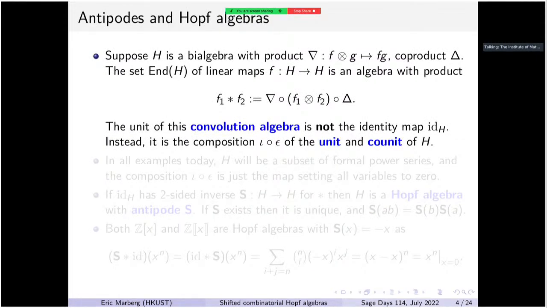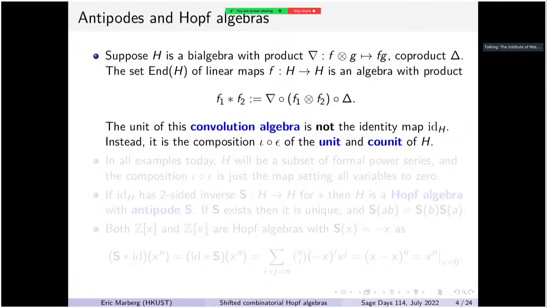So what's the difference between a Hopf algebra and a bialgebra? A bialgebra is just something where we have a product and a coproduct. So this is the lightning introduction to antipode maps. If you think about linear maps from your bialgebra to itself, it has a natural product. I mean, more than one natural product.